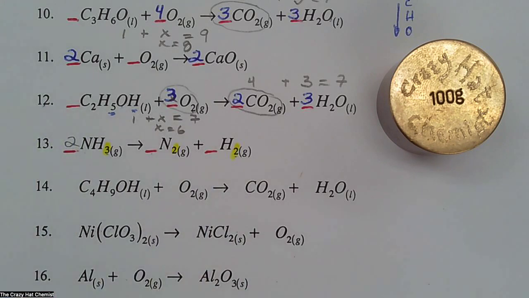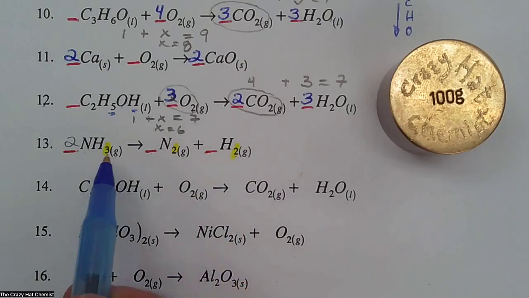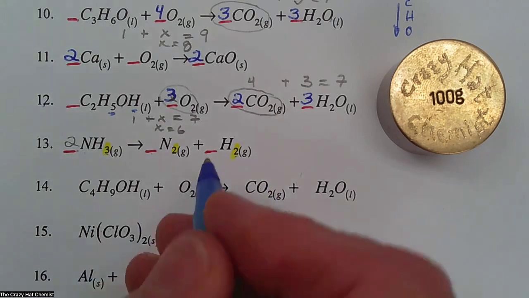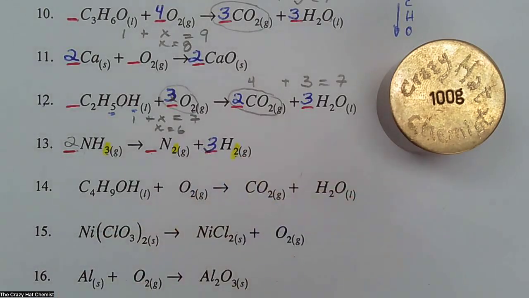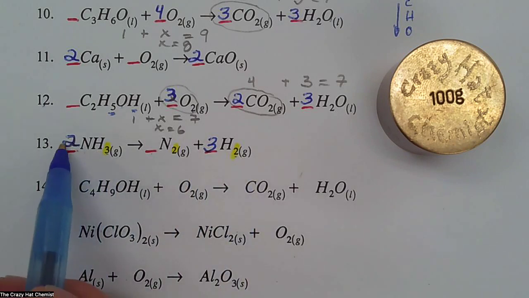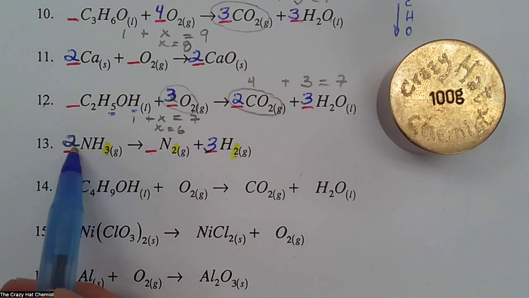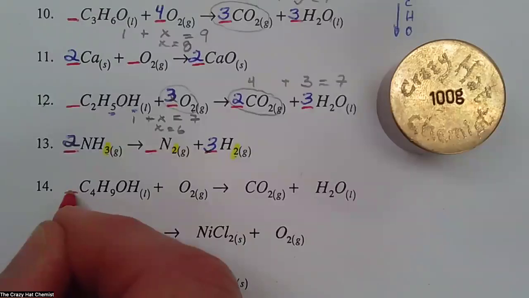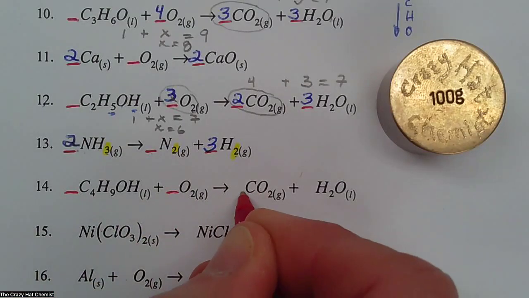So the least common multiple between 3 and 2, or 2 and 3, is 6. So I need 6 hydrogens on both sides. That would give me a 3 right here and a 2 right here. And so that gives me 6 hydrogens on the product side, that's 3 times 2, and 6 hydrogens on the reactant side, that's 2 times 3. 2 nitrogens and 2 nitrogens. Looks like that one is balanced. Perfect. All right. Looking great. The next one, which is number 14, is also a combustion reaction here.